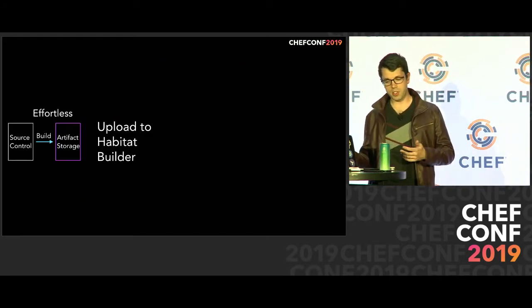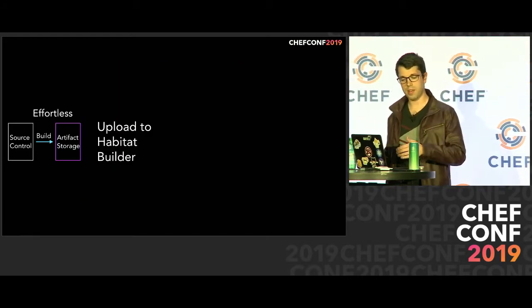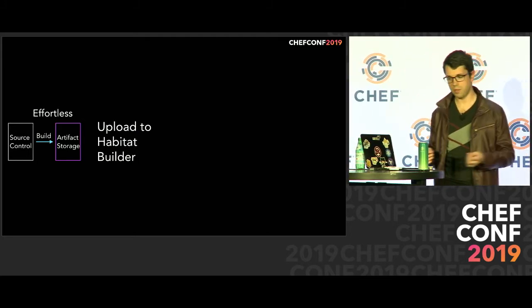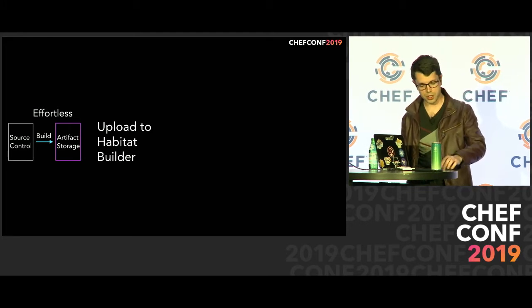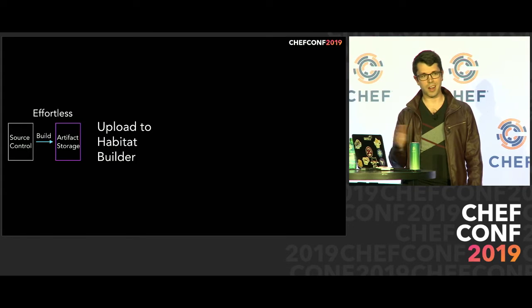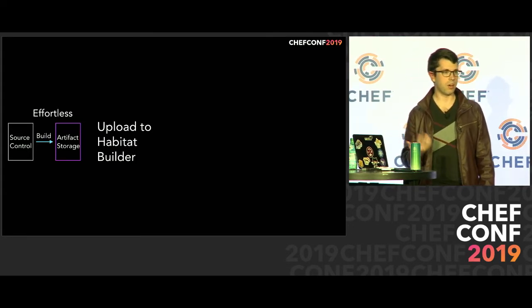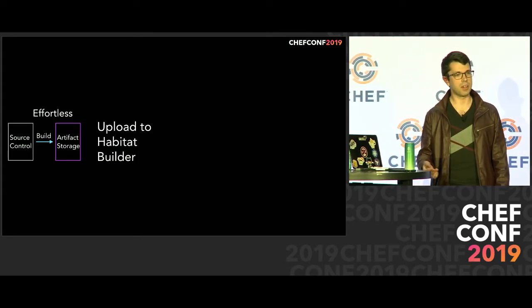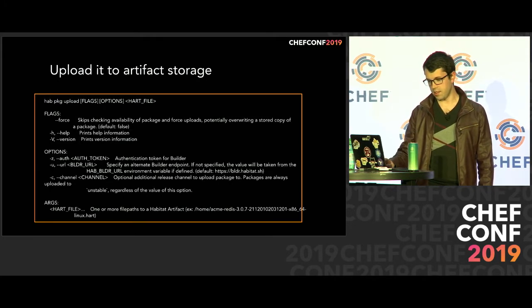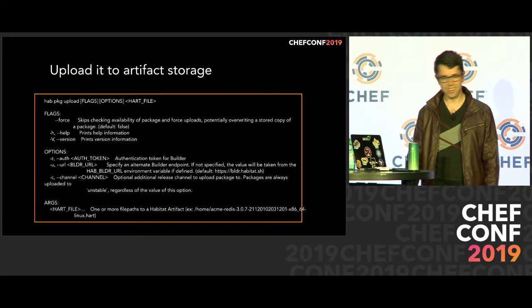So with Effortless, the way we like to think about this is now we have this package, so now we need to upload it to our artifact storage. Artifact storage in the Habitat world is Habitat Builder. There's a lot of other artifact storages out there, like Artifactory or just an S3 bucket or whatever. But the nice thing about Habitat Builder is that, well, I'll get to that in a second.